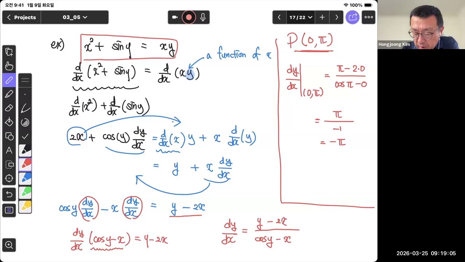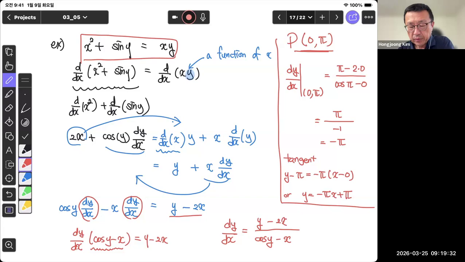So negative pi will be the slope of the tangent line. So the tangent line will have the following equation: y minus pi equals minus pi times x minus 0. Or in other words, y will be minus pi x plus pi. So that will be the tangent line to the curve at this point P.